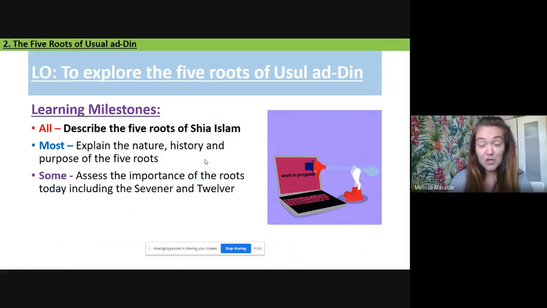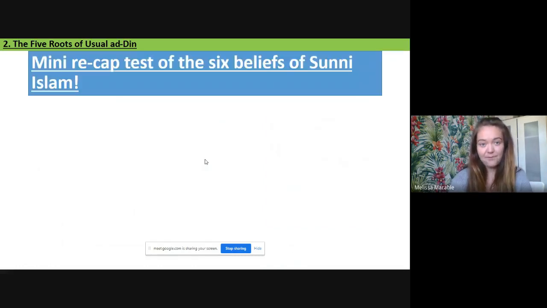So the 3 key things you're going to need to do, guys, is number 1, describe the 5 roots of Shia Islam. You need to know what the Arabic words are. Most should explain the nature, the history, and the purpose of the 5 roots. And some of you should be assessing the importance of these roots today. So what kind of impact, what's the significance of these 5 key beliefs on Shia Muslims today?